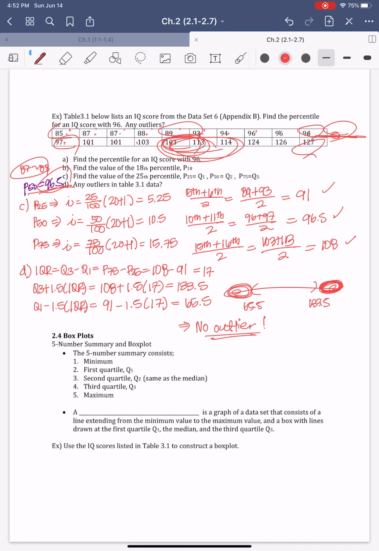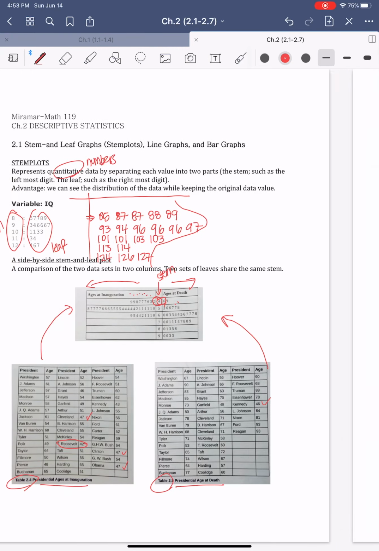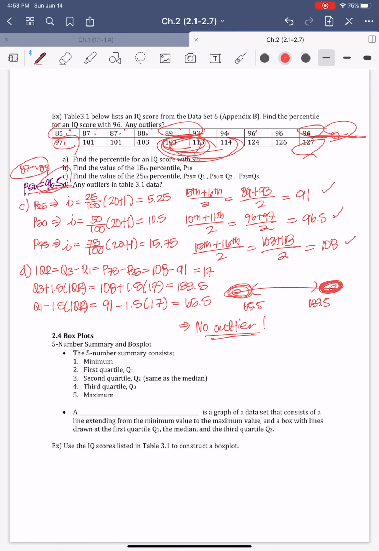All right, let's move on to the last section, 2.4, box plot. Box plot is actually another way of organizing the data. Now, why did we not learn box plot when we were learning stem plot and the bar graph and so on? The reason we didn't include it earlier in chapter 2 is because box plot requires this information: Q1, Q2, Q3, and we haven't talked about the quartiles at the beginning of chapter 2. But now we are ready to talk about box plot.